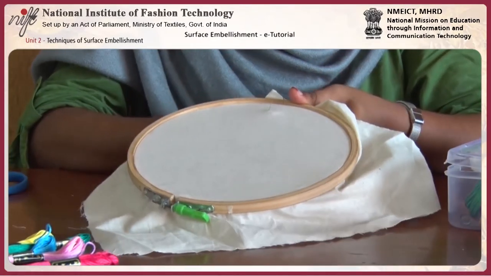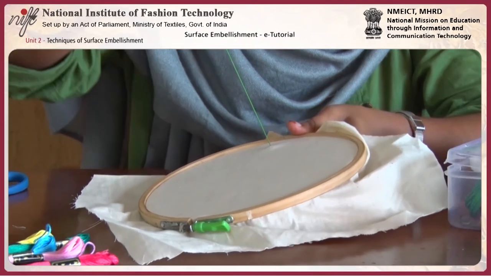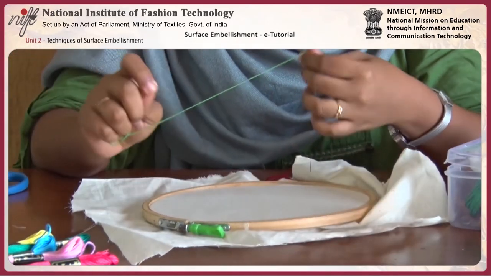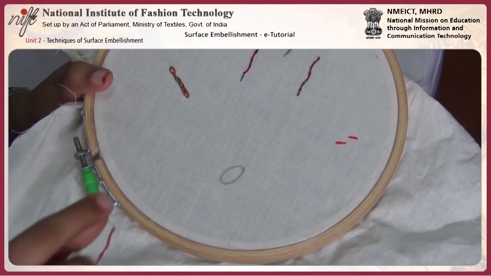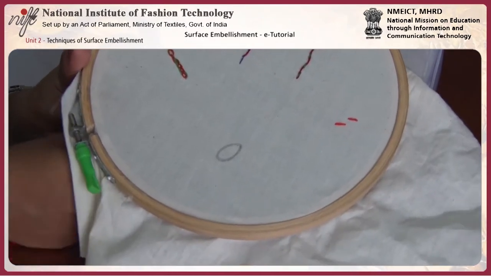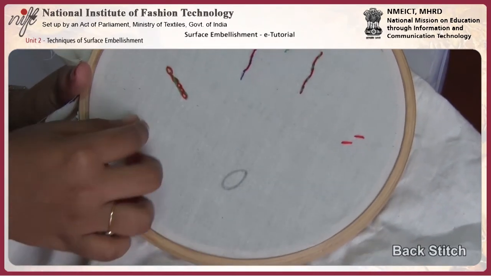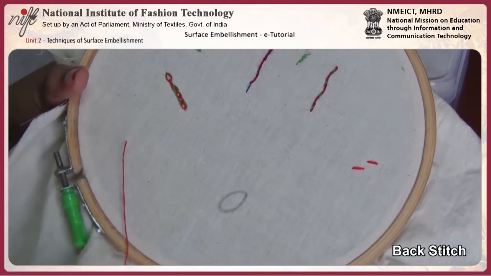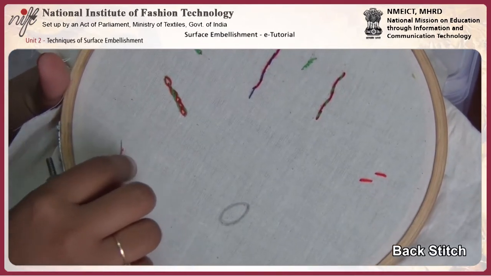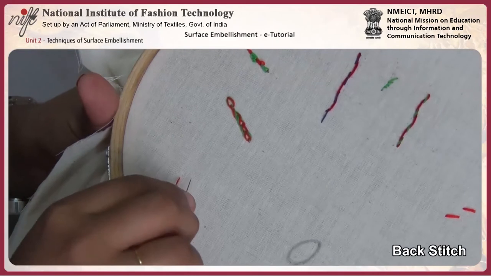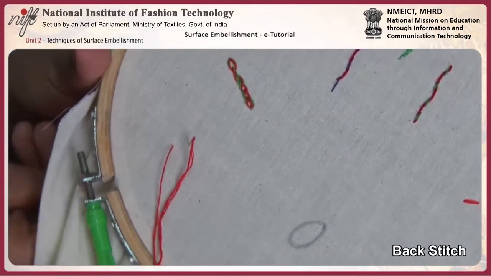Insert the needle from the bottom of the fabric. The next stitch is back stitch. Come up. For the running stitch we move to the front. For the back stitch, I do a running stitch.